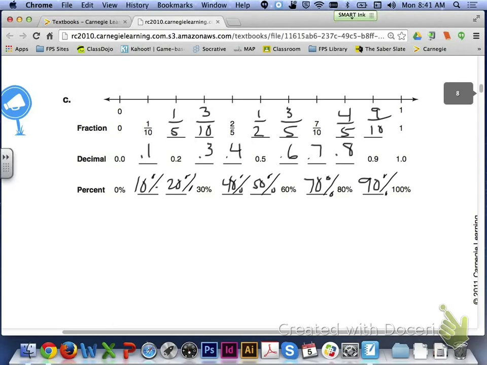And finally for letter C, the fractions from left to right: 1/5, 3/10ths, 1/2, 3/5, 4/5, and 9/10ths. The decimals from left to right: 1/10, 3/10, 4/10, 6/10, 7/10, and 8/10. And finally the percents: 10%, 20%, 40%, 50%, 70%, and 90%.